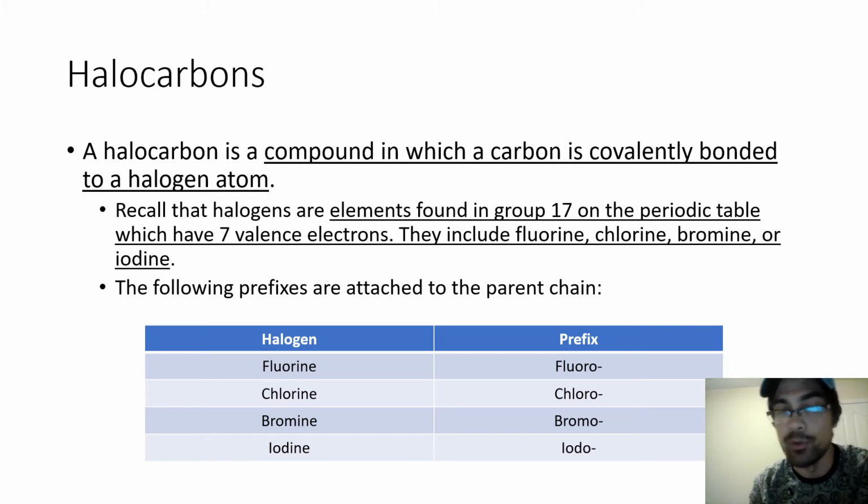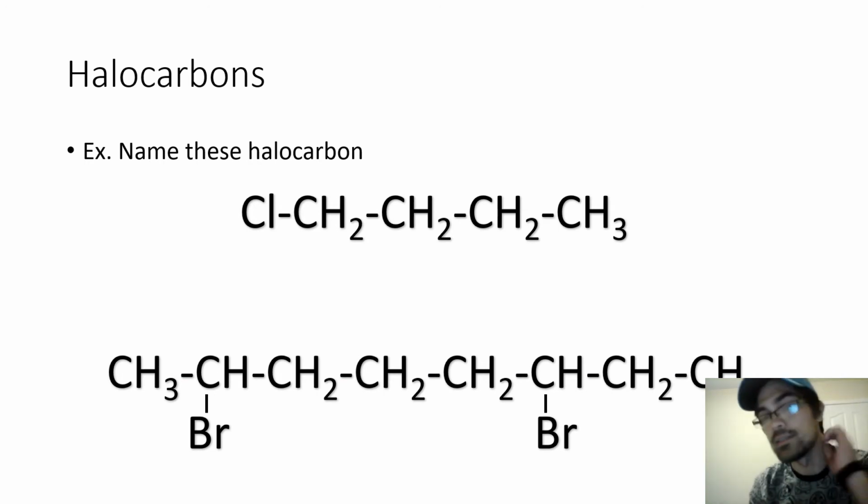So if it's a fluorine, we're going to use fluoro. If it's a chlorine, we use chloro. If it's a bromine, you use bromo. And iodine, iodo. Okay. Technically, there are other halogens like astatine, but we generally don't use that in these. They're not as common. So these are the four just to be aware of. Okay, so let's look at these on how to name them.